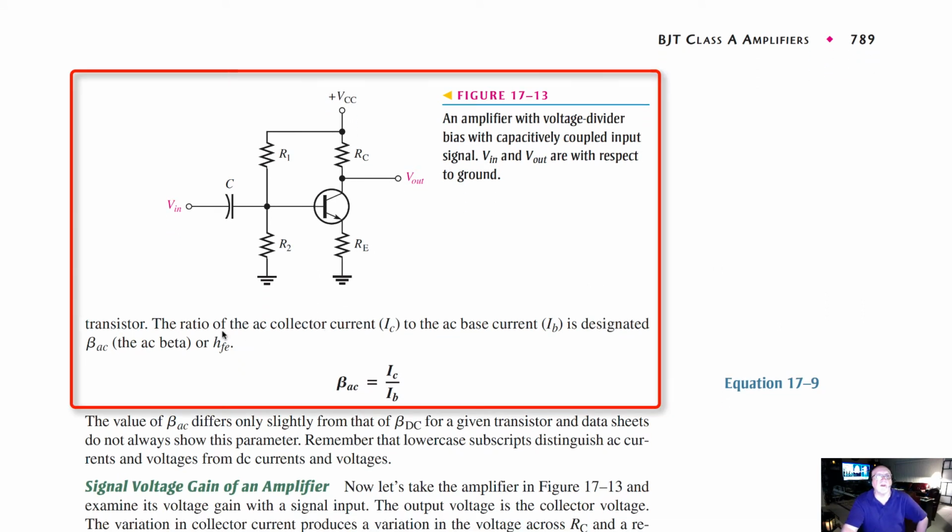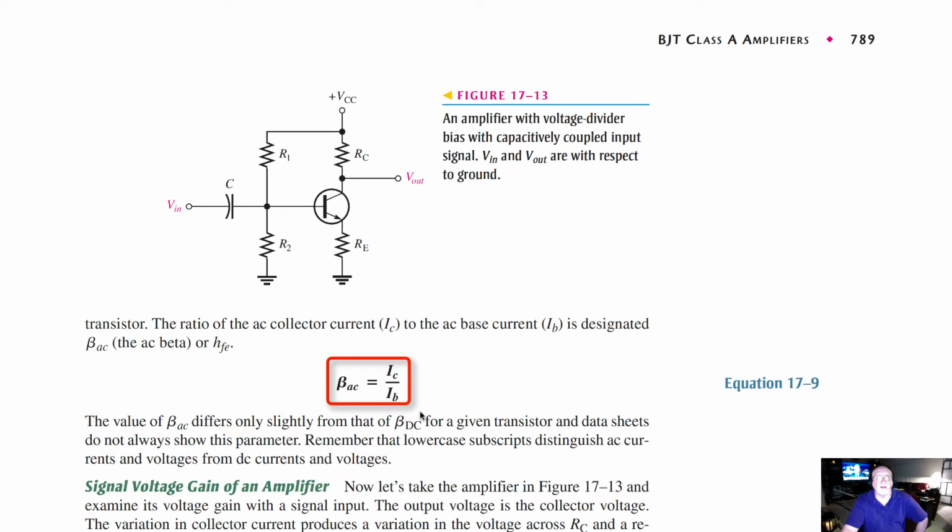The ratio then of the AC collector current I sub C to the AC base current I sub B is designated beta AC or HFE. These little HFE H values are normally used in the model circuits for a transistor, and they don't look anything like what you're looking at above. So beta AC is equal to the collector current divided by the base current.